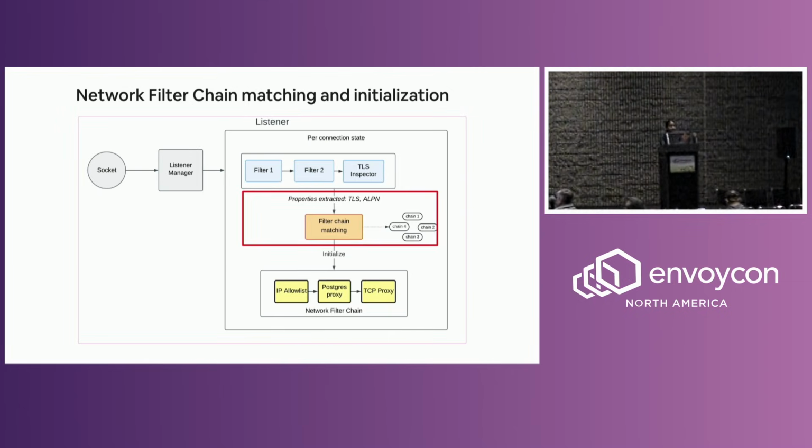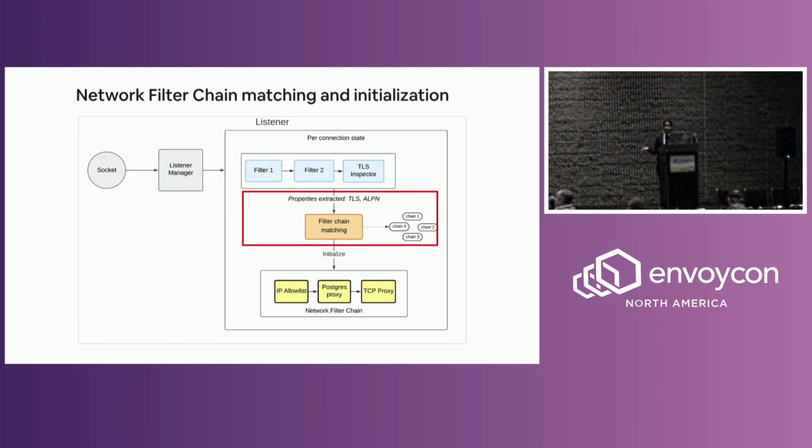Now, the listener filters have done their job. They have inspected whatever data they needed to inspect, and now they are setting up the stage for the network filters. The first stage for the network filters is the filter chain matching. Here you can imagine Envoy provides us this flexibility so that based on the properties of the connection, you can configure Envoy differently. For example, if the connection is outbound to google.com, you might want to enforce some configuration.